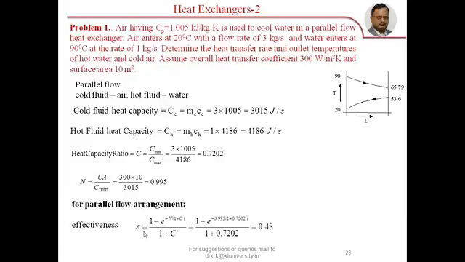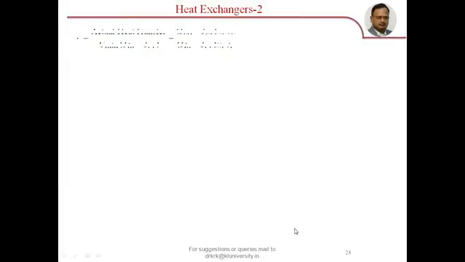Therefore, the effectiveness formula for a double pipe parallel flow heat exchanger is 1 minus e power minus N into (1 plus C), divided by (1 plus C). We know the C value, we know the N value. By substituting that, you will get the effectiveness 0.48.